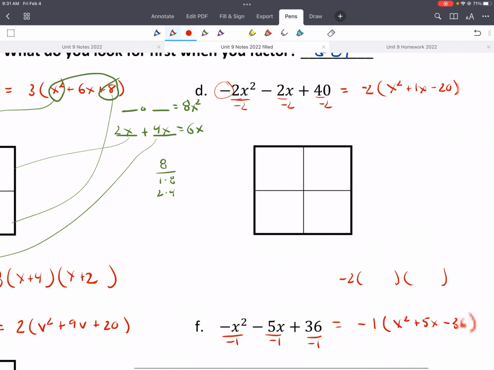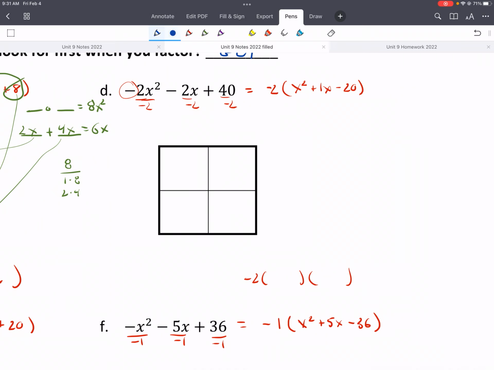All right, here's another example, glasses. We already know that this is going to be x squared and this will be -20. We just need to figure out what we need to break that into. So it needs to multiply to -20 and adds or subtracts to give us 1.